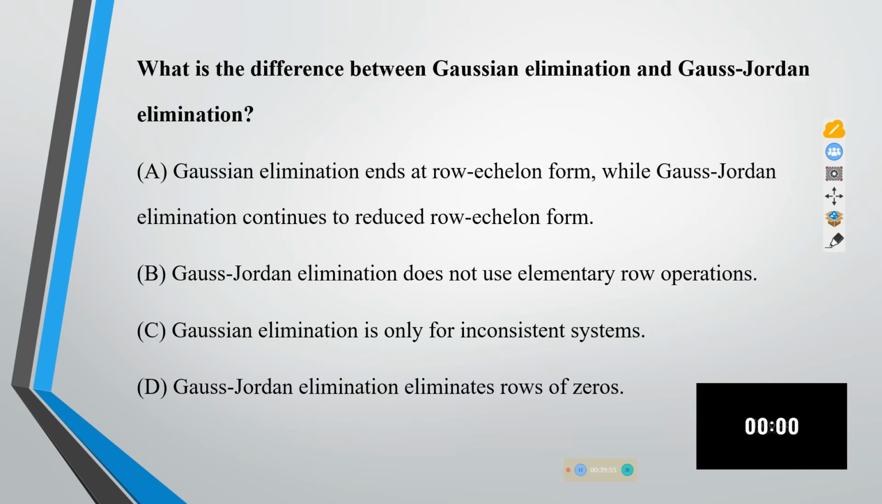So basically we are looking at the difference between Gaussian elimination and Gauss-Jordan elimination. Gaussian elimination ends at row echelon form. That is true. Gauss-Jordan elimination continues to reduce to reduced row echelon form. That is very true. So this is true. Gaussian elimination is only for inconsistent systems, no. Gauss-Jordan elimination eliminates rows of zeros, no. So the answer will be A.